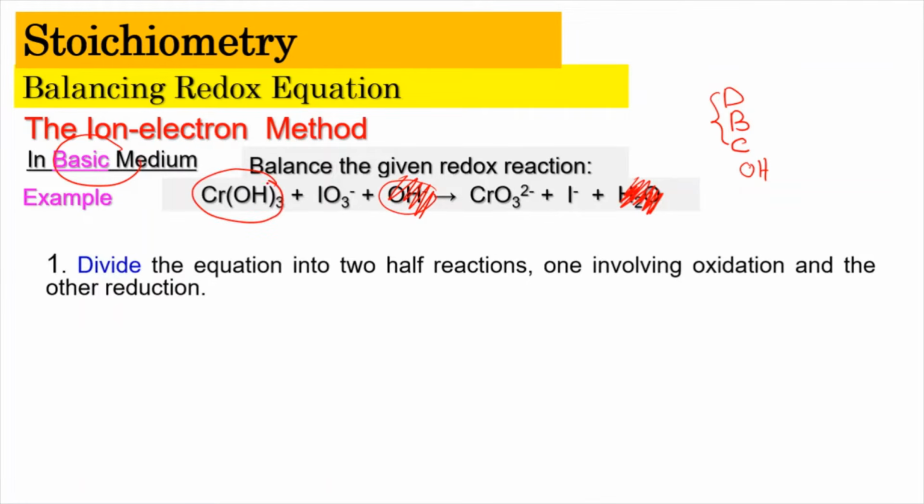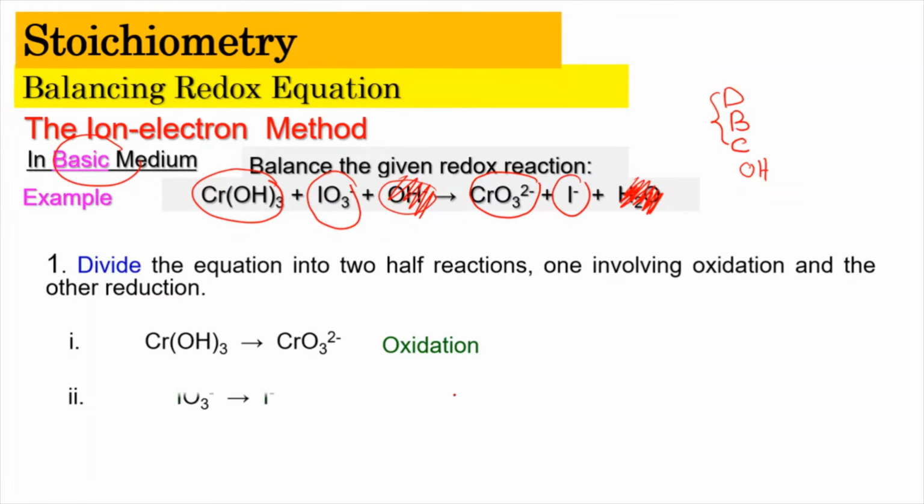So Cr(OH)3 produces CrO4 2 minus, and this is an oxidation step. Meanwhile, the next step is IO3 minus produces I minus, which is the reduction step. If you want to prove which one is oxidation and which one is reduction, you need to find the oxidation number of the Cr and see whether it has increased in oxidation number or not. Same goes to here.